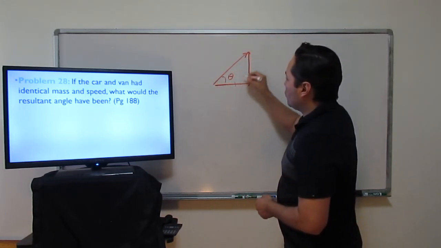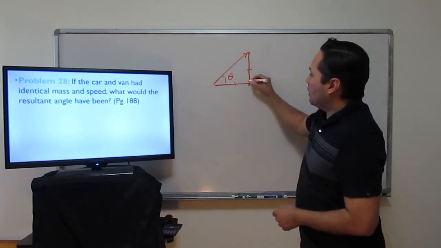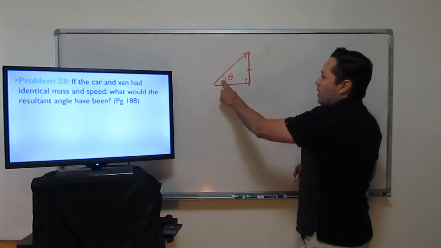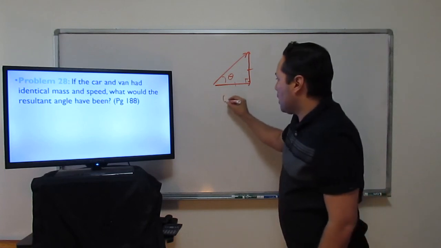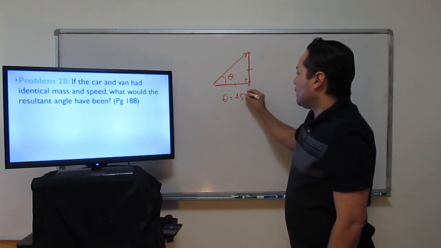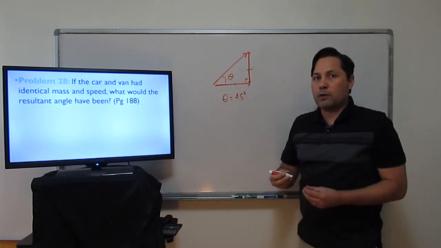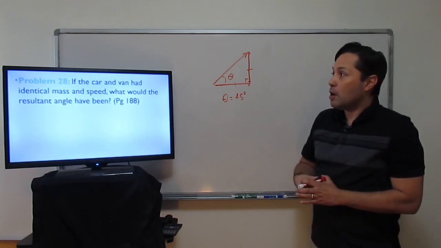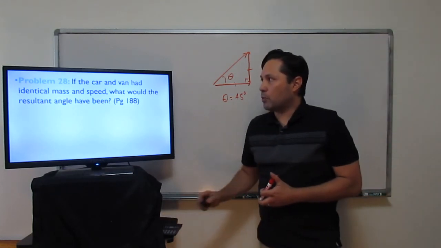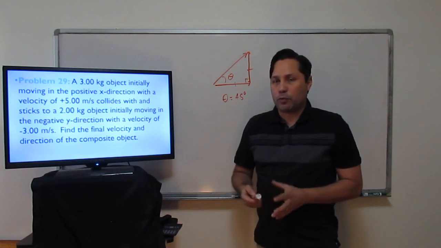Well, these two are the same, and that's a right triangle. Therefore, that angle should be 45 degrees. So the angle is 45 degrees. It's an isosceles triangle. So there's your answer. Alright, let's move along to problem number 29, our last problem for this video.